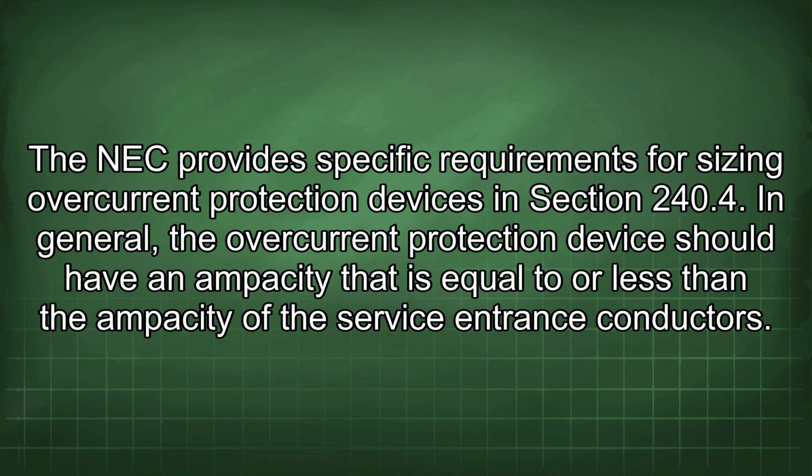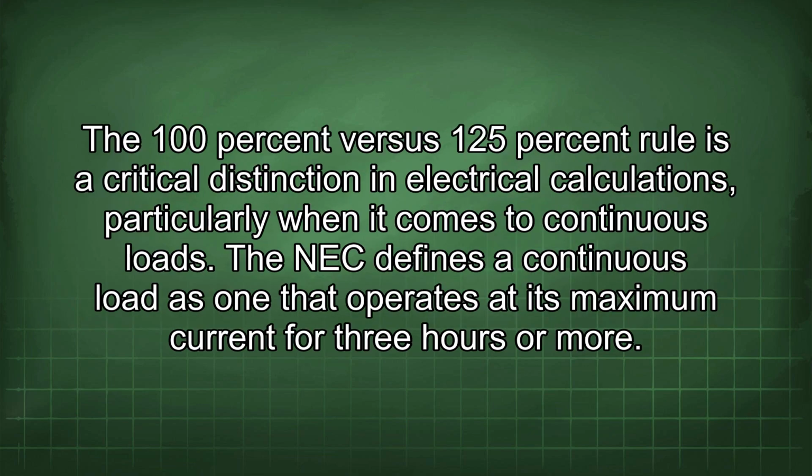The 100% versus 125% rule is a critical distinction in electrical calculations, particularly when it comes to continuous loads. The NEC defines a continuous load as one that operates at its maximum current for 3 hours or more.